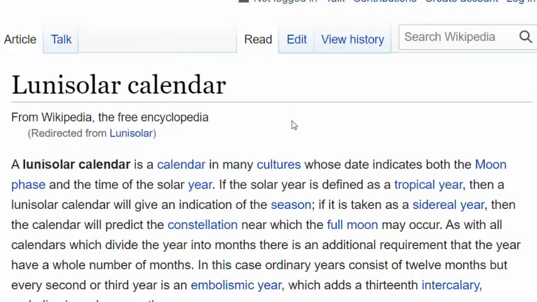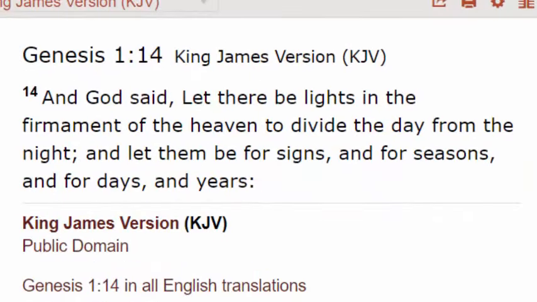Now, the first thing that we see when we look at the lunar solar calendar on Wikipedia is that its dates are indicated by the moon phase and the time of the solar year. In other words, you have to have the position of the sun and the position of the moon in order to know what the correct day is. That's what our father was talking about over in Genesis chapter 1 and verse 14 when it says, "Let there be lights in the firmament of heaven to divide the days from the nights, and let them be for signs and for seasons and for days and for years." It was our father's intention to use the lights of the firmament for us to be able to tell time.